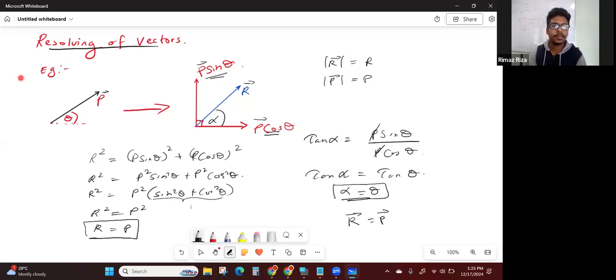Okay. So therefore the summary is, now if we have a vector P making an angle theta, we can resolve that into two components. Towards the angle it will be P cos theta, and the other side it will be P sin theta. Okay. So I'll do an example.